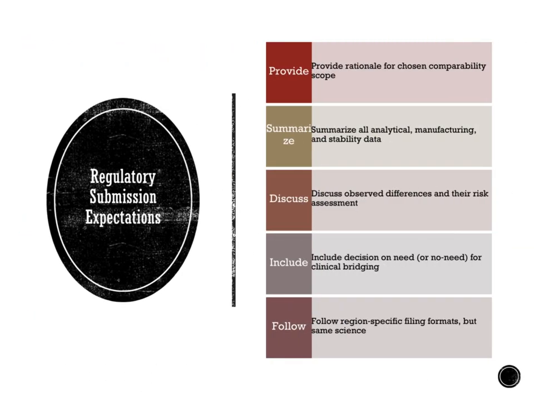From a submission standpoint, Q5E expects a clear comparability package that includes a description of the change and rationale, a risk assessment linking change to potential CQA impact, analytical comparability data with predefined criteria, process validation or revalidation evidence, a stability comparability plan and data, and if required, non-clinical or clinical bridging results. The tone should be scientific argument plus data, not a data dump. Regulators want to see your reasoning pathway.